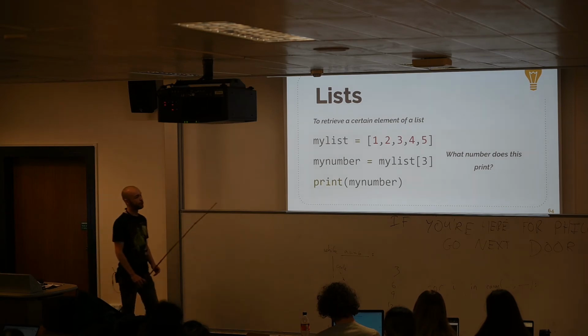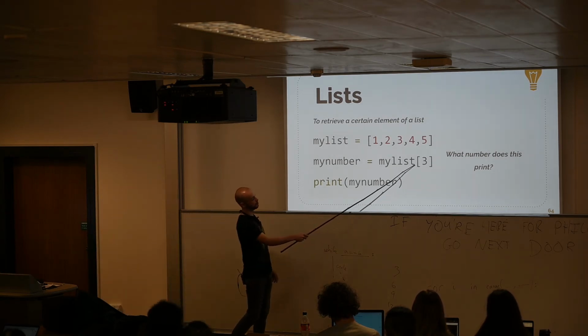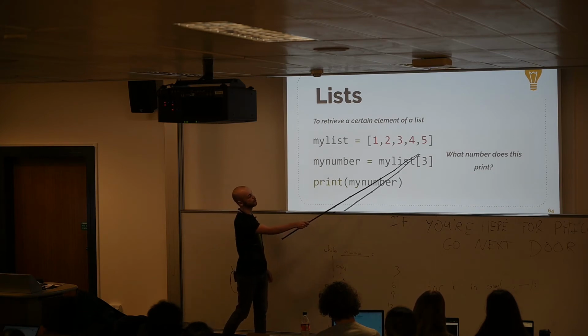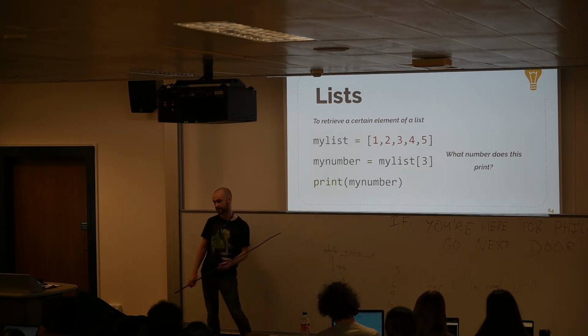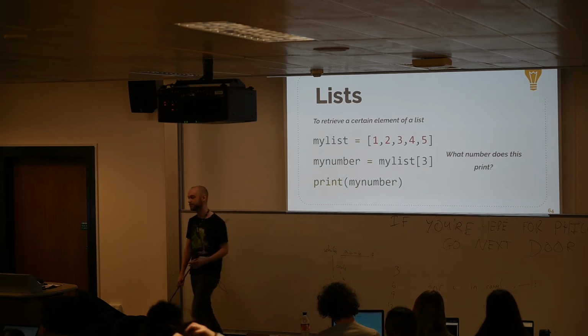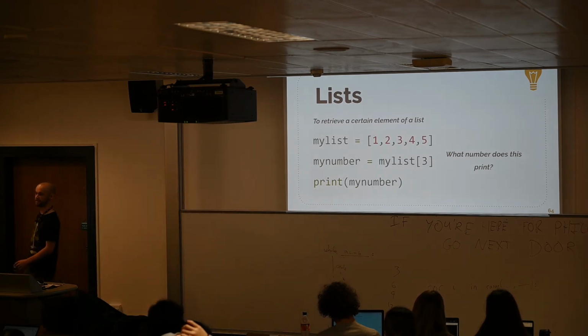If you want to pull something out of a list, you use this notation. So you use the name of the list. So in this case, it's called mylist. And then you do square brackets with a number, which is the index that you want out of this list. So this gives you the third element. Trick question, what number does this print?